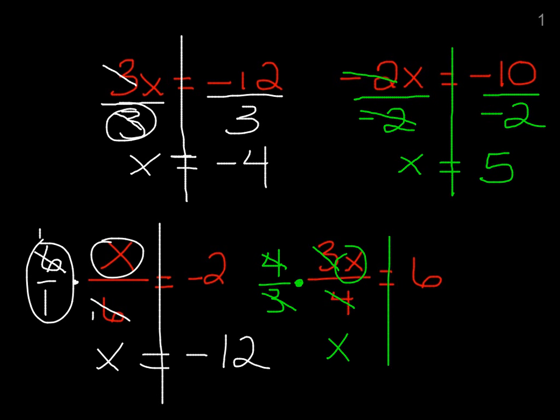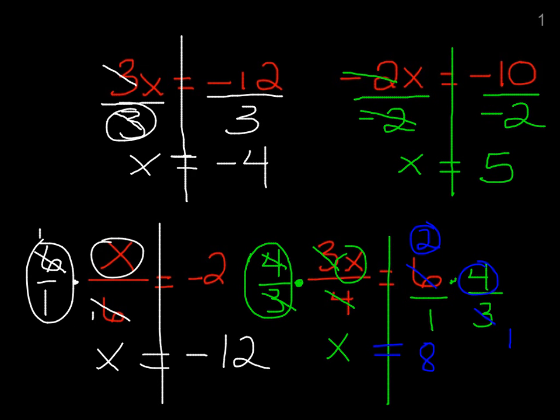Let me draw the line again. Since I multiplied by 4 over 3 on this side, I'm going to multiply by 4 over 3 on this side. So I'll do that, and then I put that 6 over 1. Now I look to see where I can cancel, and I can cancel the 3 and the 6. So that would be 1, that would be 2. Then I just have 2 times 4 is 8, and the bottom would just be 1, so the answer is x equals 8. I'm going to do one more just like that.